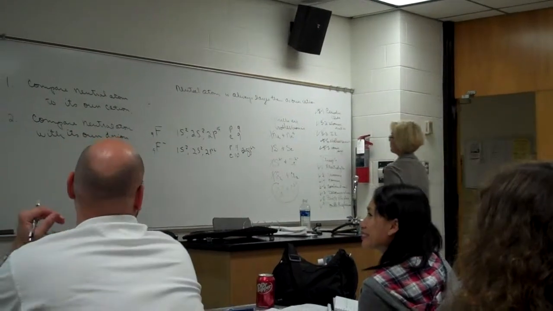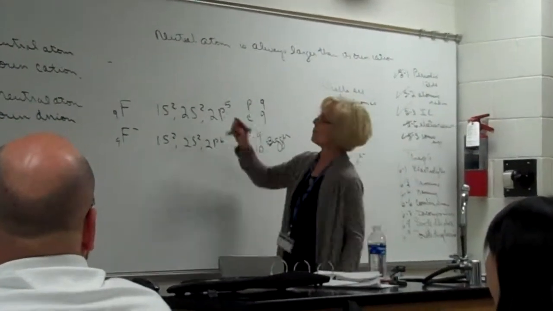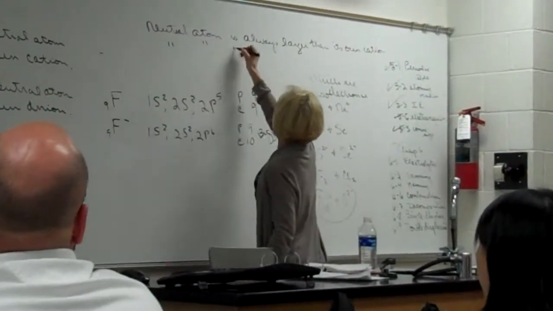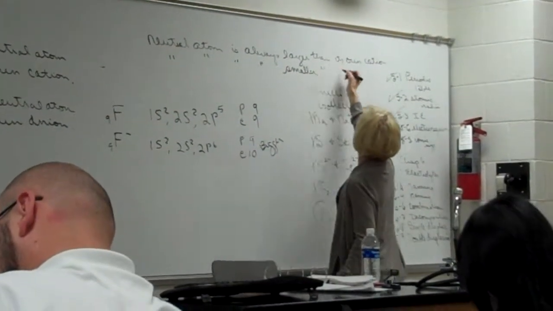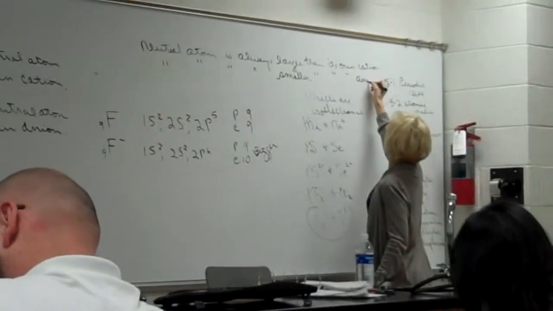Okay, so I can generalize. A neutral atom is always smaller than its own anion.